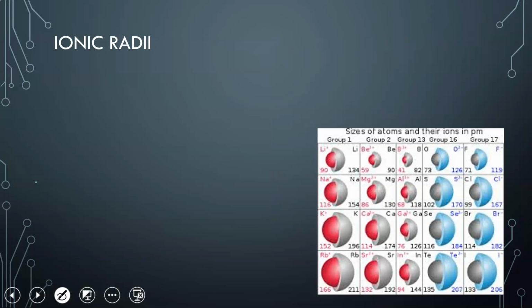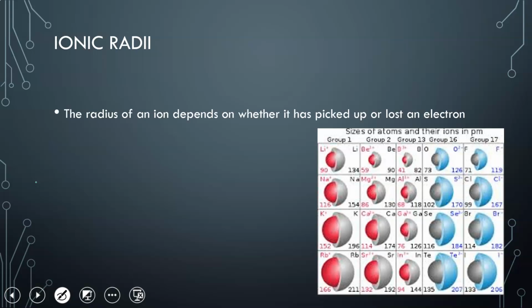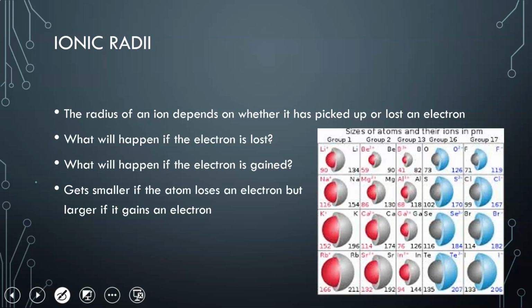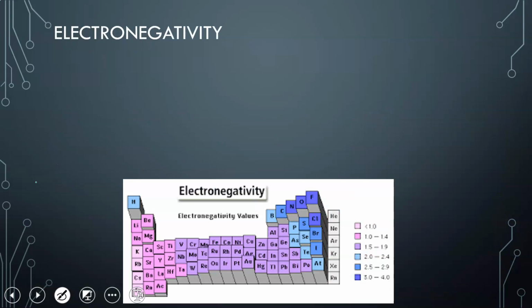Now we're going to look at ionic radii. This is the radius of an ion, it depends on whether it's picked up or lost an electron. If it loses an electron, you would expect it to get smaller. And what will happen if an electron is gained? You assume it gets bigger. So that's right. It gets smaller if an atom loses an electron, but larger if it gains.